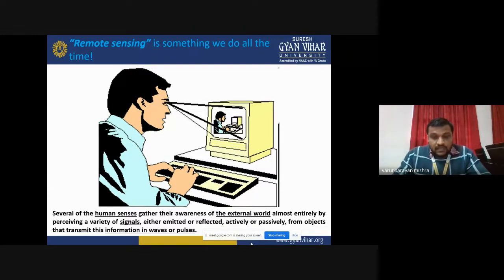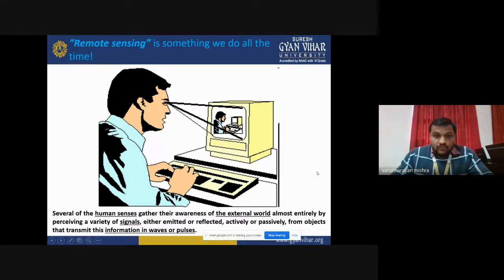The signal may be different types of waves or pulses, and whatever signal we receive may be some kind of reflected energy or emitted energy. Basically we use two different processes to gather the information: actively or passively. So remote sensing is more than a technology. Whatever we see around ourselves is a kind of remote sensing, and whatever information we gather is emitted or reflected energy in terms of infrared, microwave, or other optical regions.